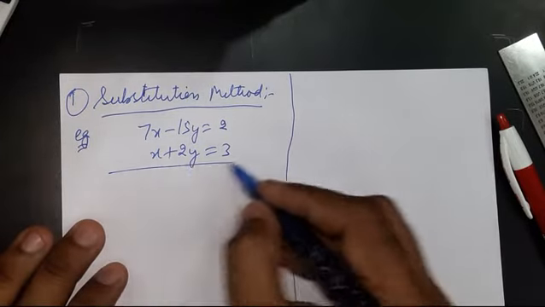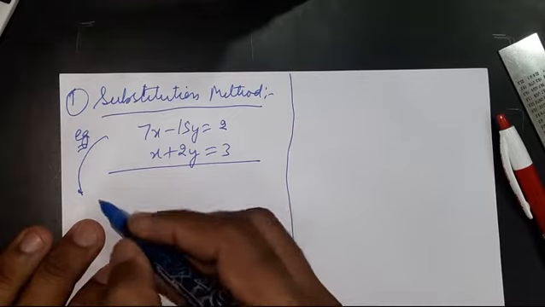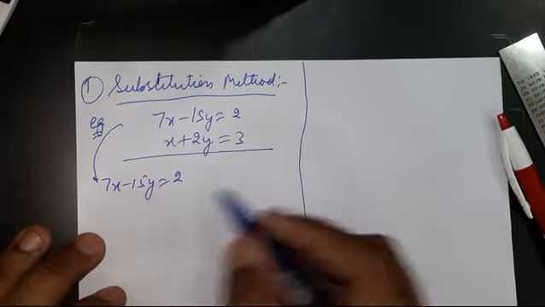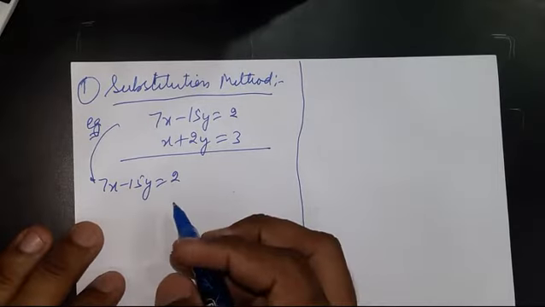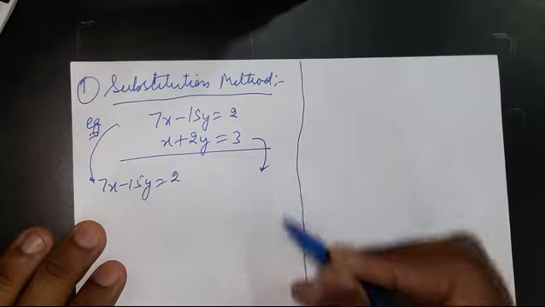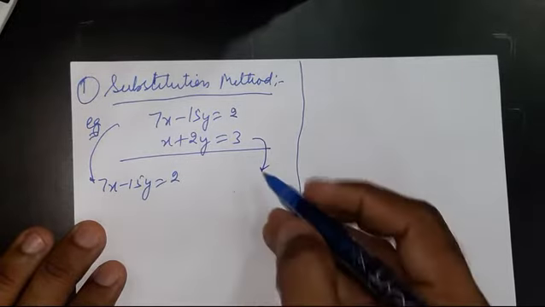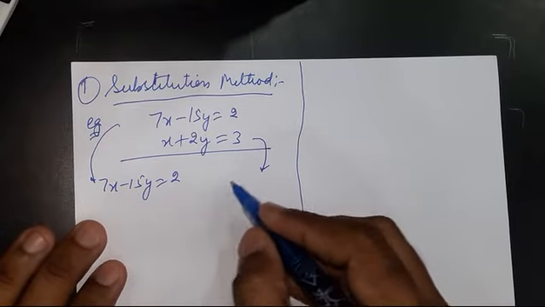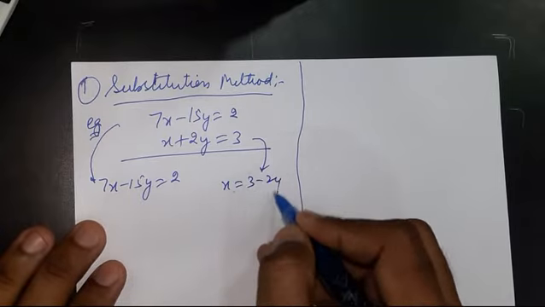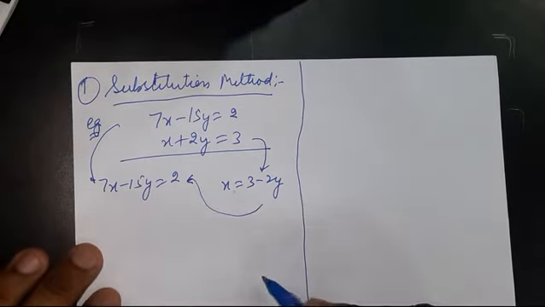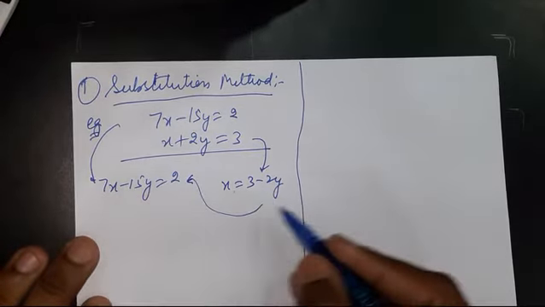Just take one equation and try to find out the value of any of the variables from it. Let us suppose you are taking the second equation and trying to find out the value of x. X will be equal to 3 minus 2y. Obviously, put this value in the very first equation instead of x, means substitute the value of x here.